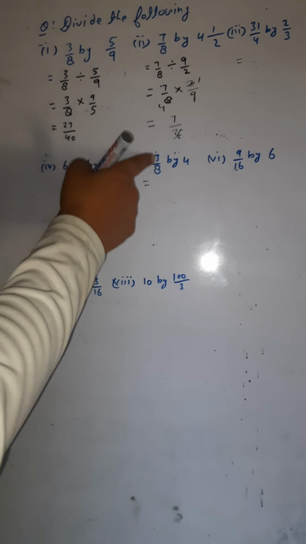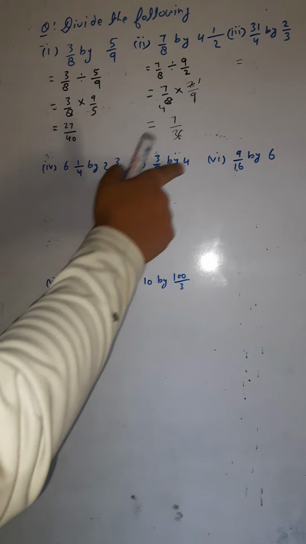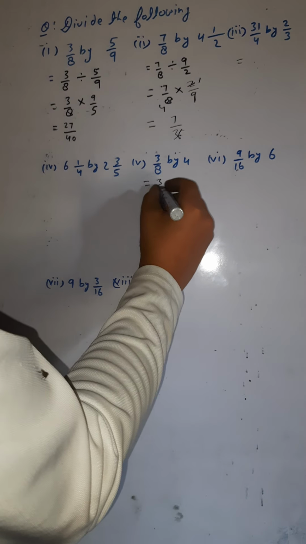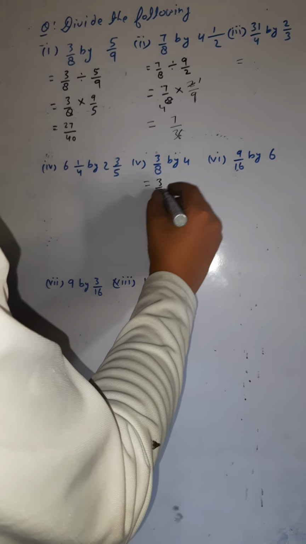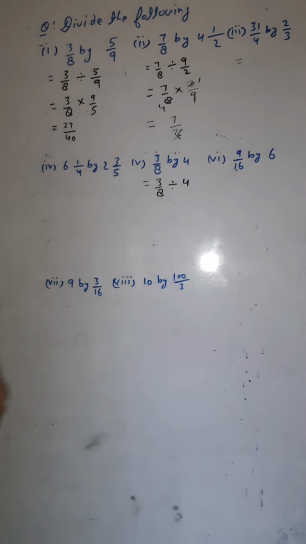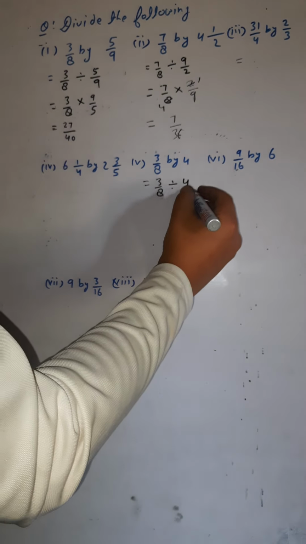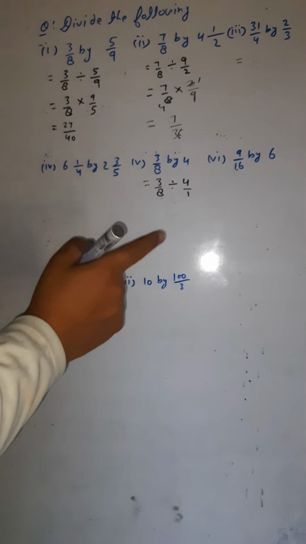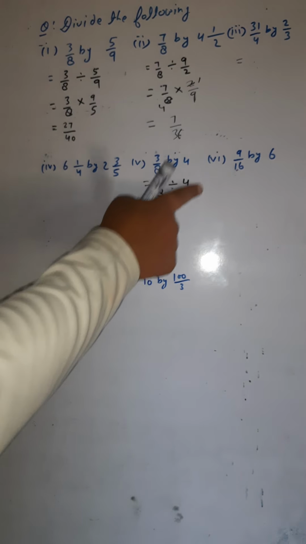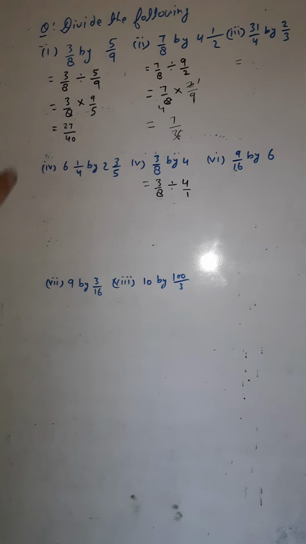Here 3 by 8, if you see, 3 by 8 is to be divided by 4. Okay. So 4 is a whole number, and a whole number can be written as 4 by 1. I can write 4 as 4 by 1. Yes or not? Because a fraction having denominator 1 is the whole number. So 4 by 1 is 4.